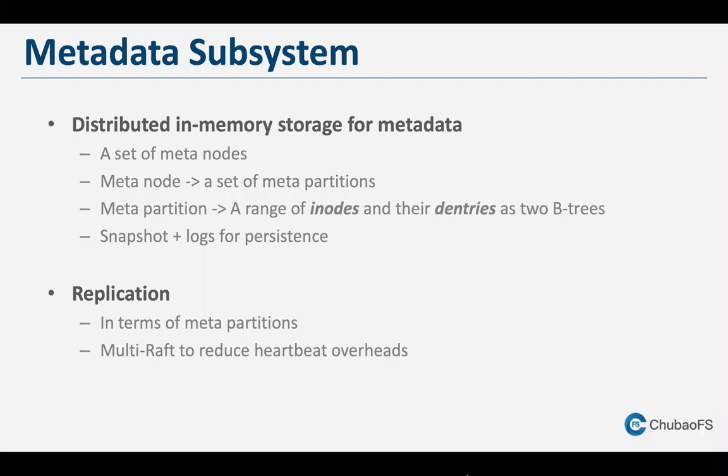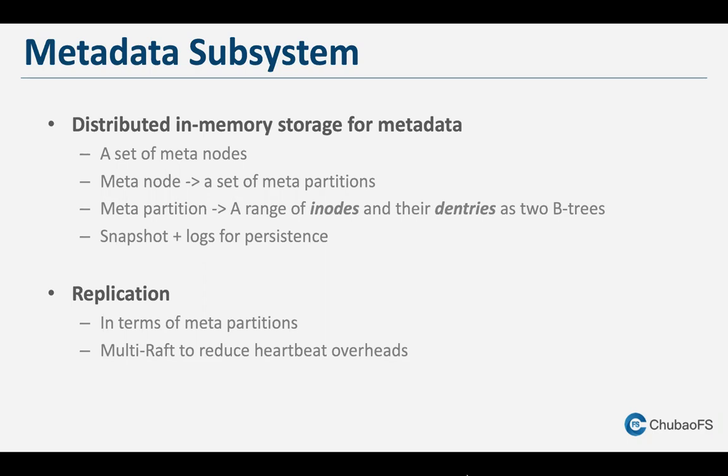On each meta partition, it's indexed by B trees. For all the file metadata, it actually contains a bunch of inodes and dentry trees, right? So we build out the B trees for fast indexing of the files in memory for each meta partition. And we use snapshots and logs to persist that metadata onto the disk.